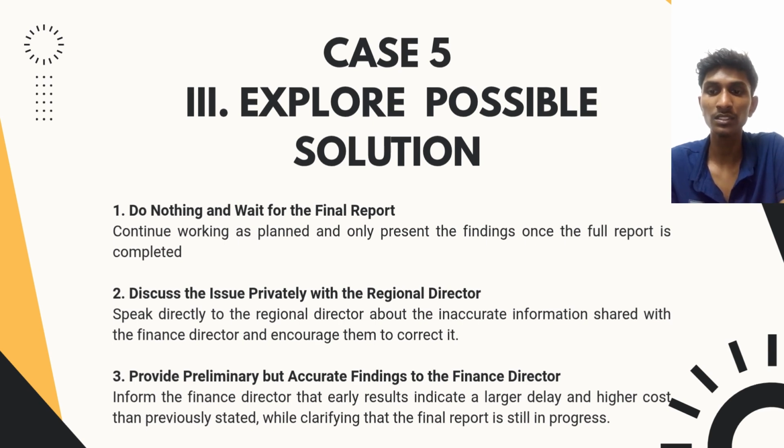The third solution is to provide a preliminary but accurate finding to the finance director. In this solution, the accountant informs the finance director that early results show a bigger delay and higher cost than what was reported, while clearly stating that the final report is still in progress. This supports transparency and allows the board to prepare early based on more realistic information.